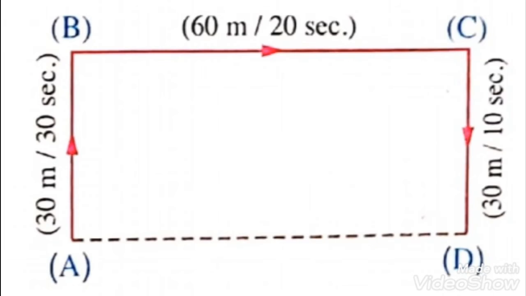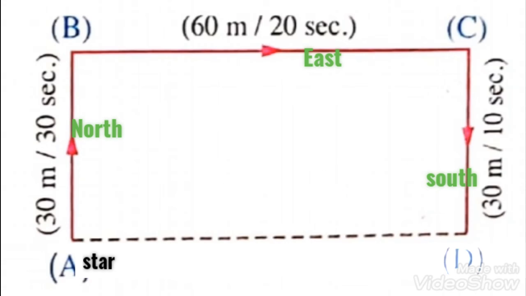Another problem: we have a car starting motion from point A and covering 30 meters northward to point B within 30 seconds, then 60 meters eastward to point C within 20 seconds, and then 30 meters southward to point D within 10 seconds. Then it stops.